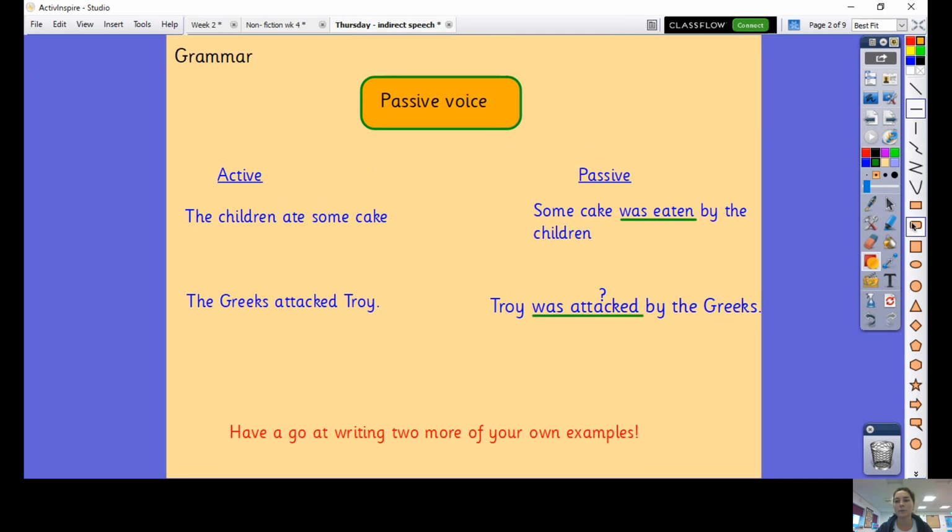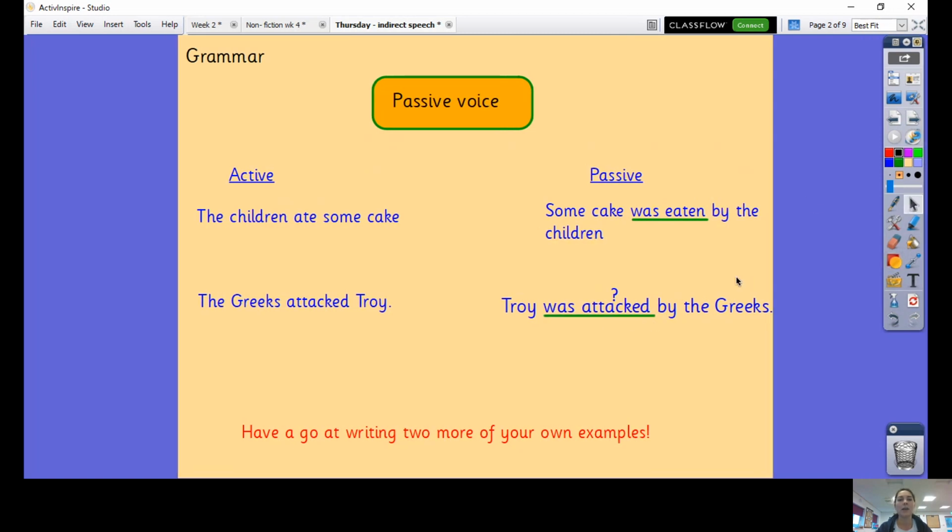There's your verbs. Okay, so pause the video now. Give yourself 2 minutes of writing 2 more examples of active and turn them into passive. So 2 examples, please. Off you go.